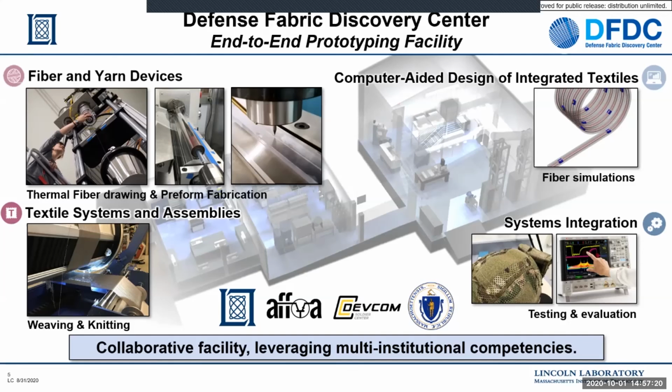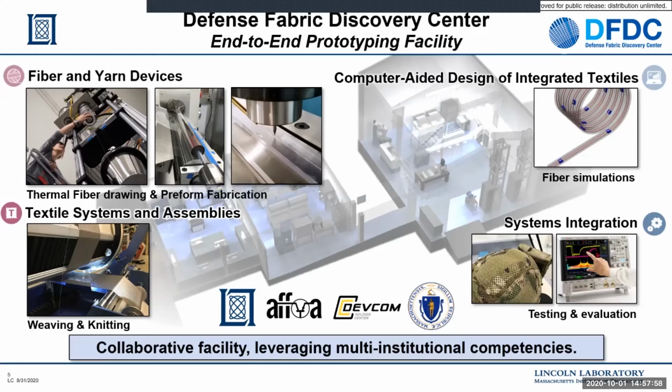This is a quick snapshot of our facility. We basically have capability to do end-to-end rapid prototyping of functional fibers and textile systems. Starting at the front end, fiber simulations, looking at how these fibers and fabrics behave mechanically, electronically, thermally. We have the ability to then actually build those fiber and yarn devices, manufacture those, as well as integrate those into textile systems through weaving and knitting. And then finally, that last systems integration piece, being able to test and evaluate the full textile system there. I'll just mention again, it is a collaborative facility between Lincoln Laboratory, AFFOA, CCDC, as well as the state of Massachusetts.